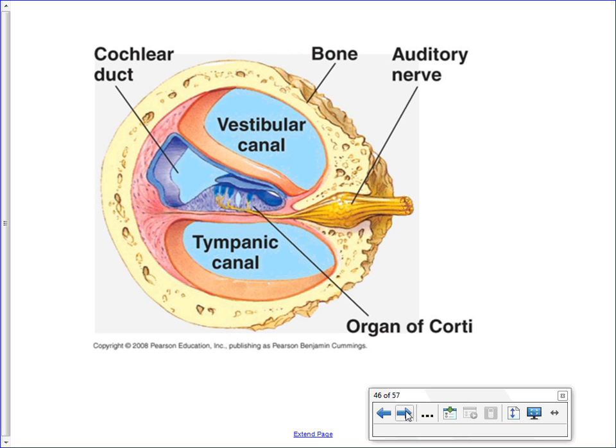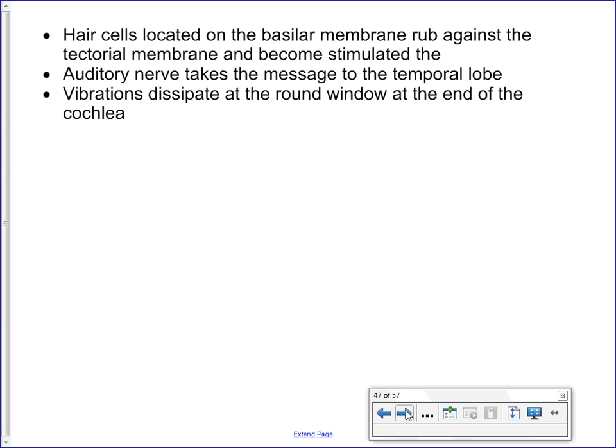Enlarged picture here showing what we saw before, and this is the region that we're focusing on for hearing. So we do need to get the fluid moving through these canals, and all of that is going to be initiated by the original sound waves that are traveling in and pushing in on the tympanic membrane. As we saw before, the hair cells on the basilar membrane are rubbing against the tectorial membrane and the auditory nerve is sending messages to the occipital lobe of the brain. And that last window, the round window, is the structure that's going to eventually dissipate those vibrations when they reach the end of the cochlea.